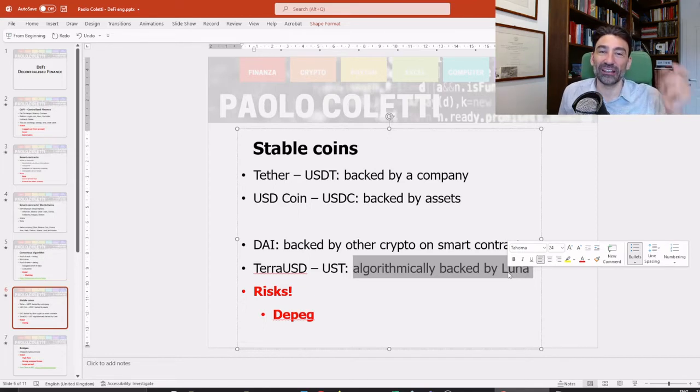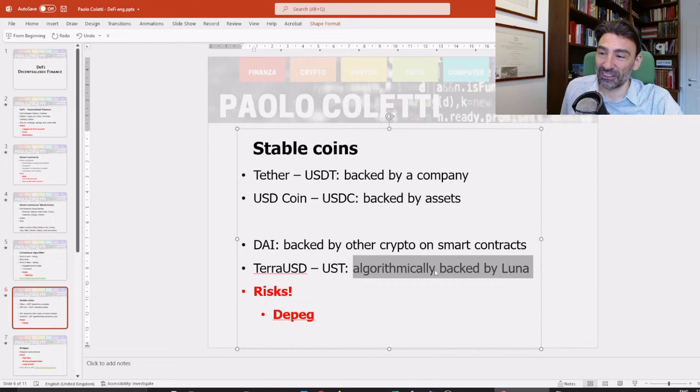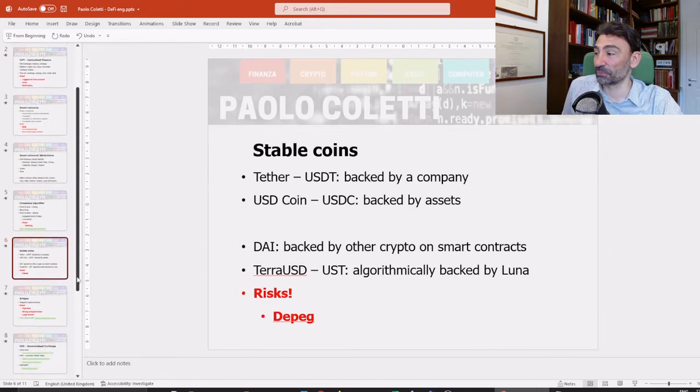So buying Terra USD, selling Luna, buying Terra USD, selling Luna, etc. So if Luna drops very, very quickly, the algorithm here will not work so fine. So there are risks to the peg in all these stable coins. But for the moment, as you've seen from the graph, it's pretty limited.